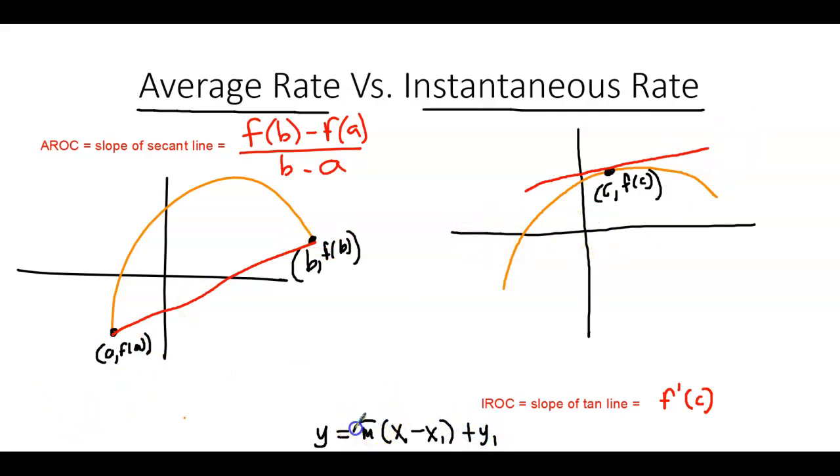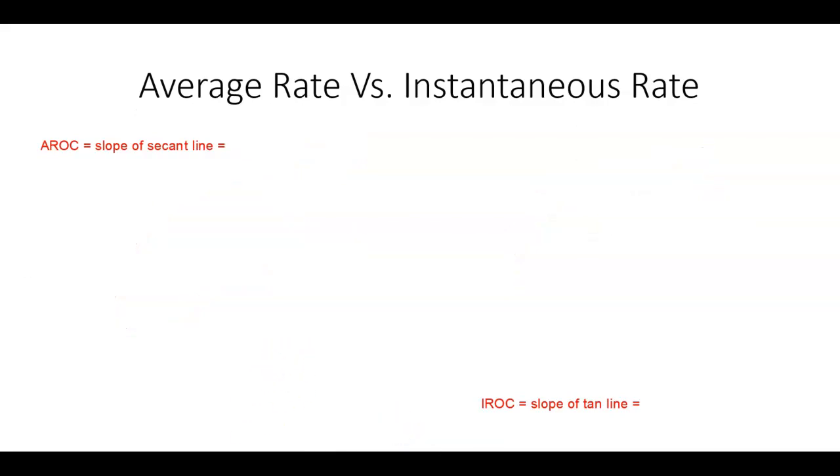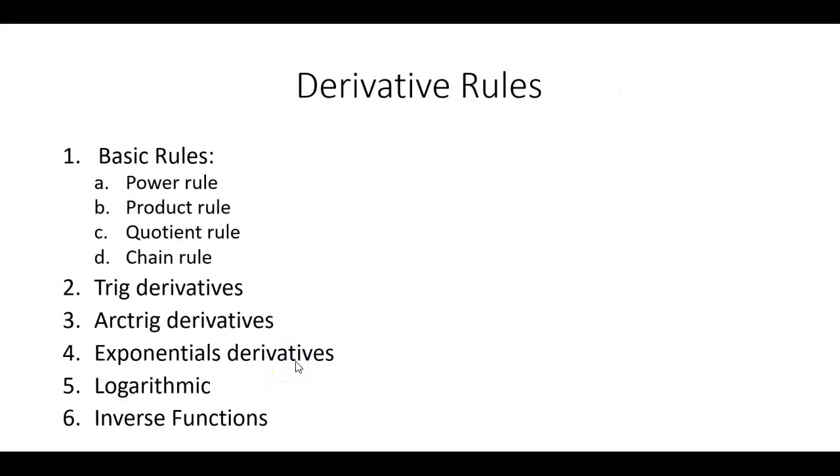The one caveat being that the slope is going to be this if you're talking about an average rate of change, whereas it'll be this if you're talking about an instantaneous rate of change. So whatever you put in for m is going to be one of these two things, depending on whether you're talking about a secant line or a tangent line. So there's that. Go ahead and move on to our next topic here.